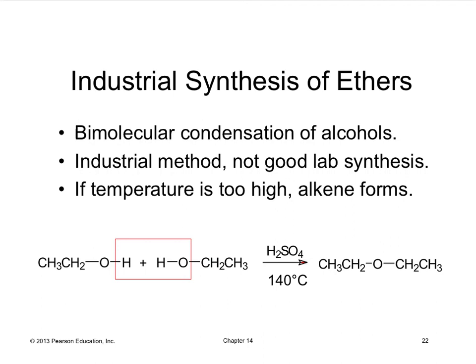In terms of industrial synthesis of ethers, they use a bimolecular condensation of alcohols. It's an industrial method, therefore it's not a good lab synthesis. If the temperature is too high, alkenes are formed. So in industrial ether synthesis, you take, for example, 2 ethanol in the presence of acid at high temperatures, and it'll generate diethyl ether. So we're going to stop here for this portion.